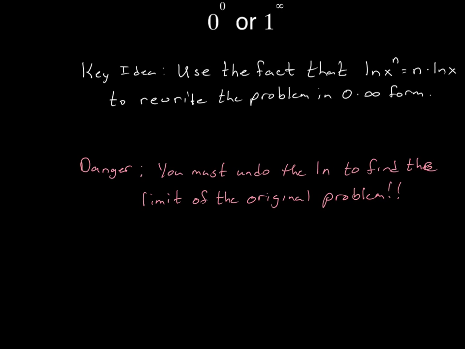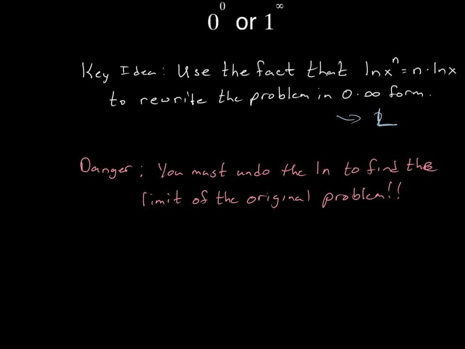We've dealt with that. But we do have a danger. The danger is that when you have this form here, you must undo the natural log to find the limit of the original problem. You go through and find the limit. You get it in the form of 0 times infinity. You find the limit of that. You have found the limit of the natural log of the problem you're trying to find. Okay? So you find that limit comes out to be something like L.